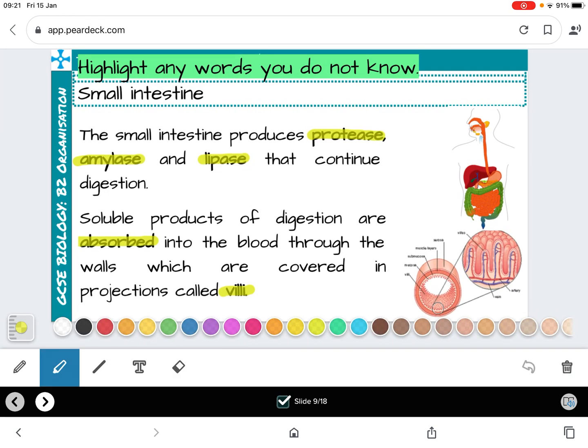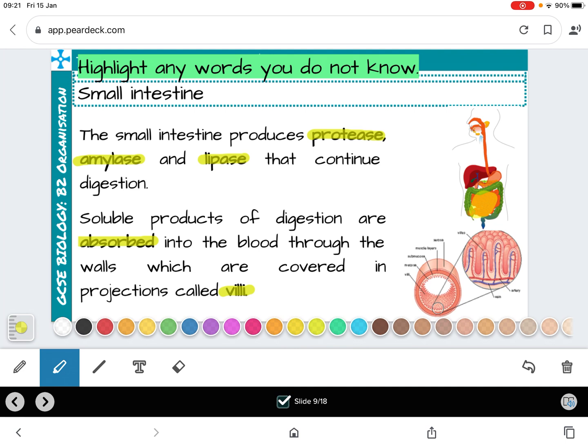The small intestine produces protease, which is the chemical that breaks down the proteins, amylase, which breaks down the starches, and lipase, which breaks down the fats. And this continues the digestion. So we're in this bit here now. Soluble products of digestion are absorbed. Absorbed means that they pass through the intestine wall into the bloodstream.